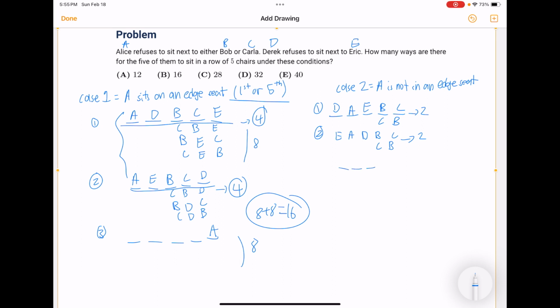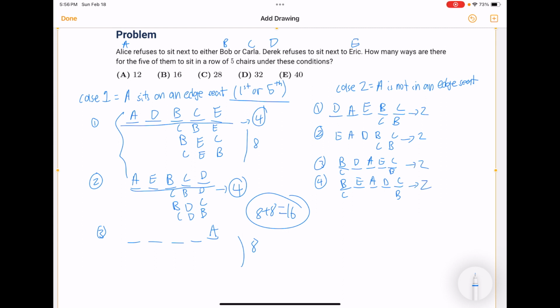So when A is in the third seat, that means that the 2 seats next to A must be D or E, and then B and C can fall into the rest. Of course, B and C can switch, and then E and D can switch. And when D and E switch, C and B can also switch. So this gives us 2 and then 2.